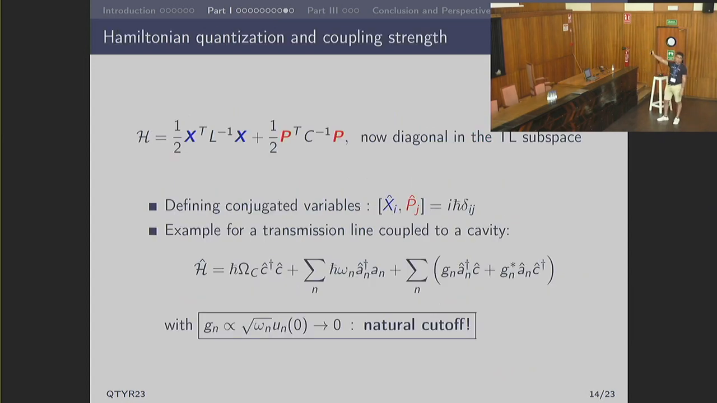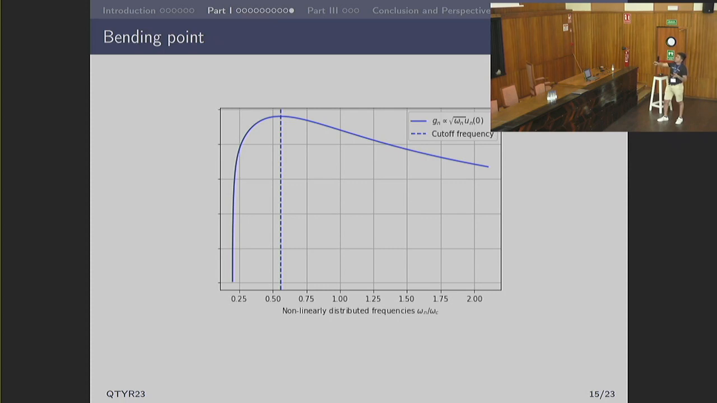So now we just have to make it all quantum, just as before, with the Jaynes-Cummings Hamiltonian, but with this time a coupling strength which does carry a natural cutoff frequency. So here it's its general form that I've plotted with what you can see a bending point.